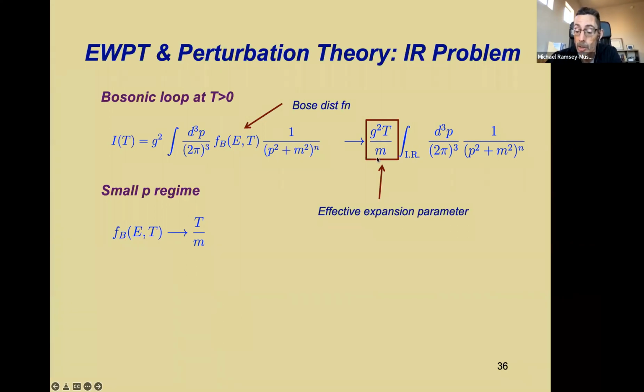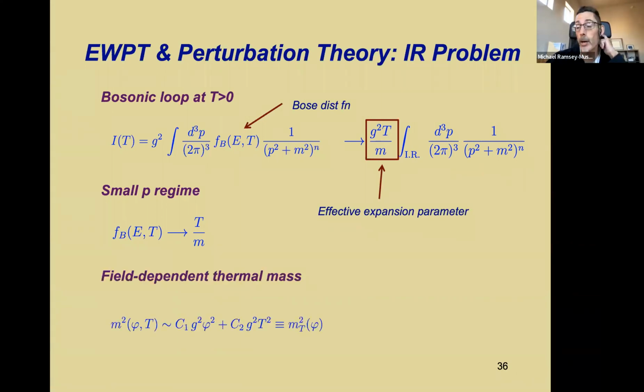Now, why is this a worry? Well, let's look at how M can behave. For example, for the Higgs boson in the standard model, M squared depends on the Higgs background field, the VEV, with some coupling squared, g squared, and some numerical coefficient, C1. And it also depends on temperature through the second term.